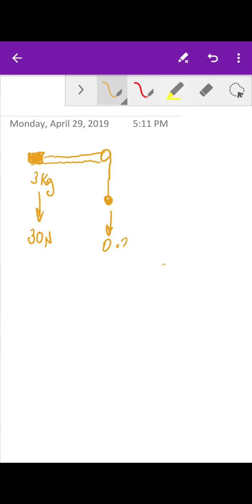In this question we have a block which is resting on a table, and the block has a 3 kilogram weight, so it's a 30 Newton weight. It's hooked up with a piece of string and a pulley and another mass which is 0.3 kilogram, which is a 3 Newton force down. Now this distance is 0.8 meters, this distance is 0.9 meters.